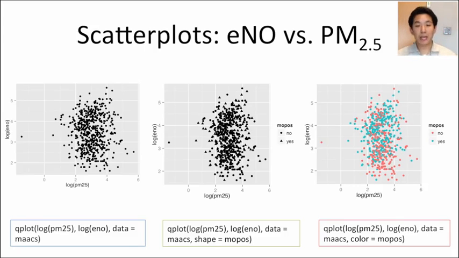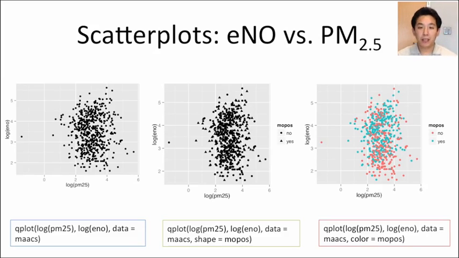Now, if you want to look at some scatter plots, I want to see whether exhaled nitric oxide is related to the level of fine particulate matter in the home. And so I'm going to look at PM2.5 and ENO. On the very leftmost side here, you can see I just make a simple scatter plot of log ENO and then log PM2.5, and it's a little difficult to see exactly what the relationship might be, but we'll go piece by piece here.